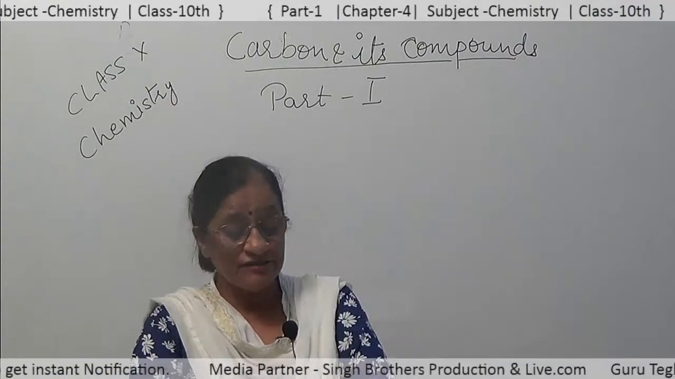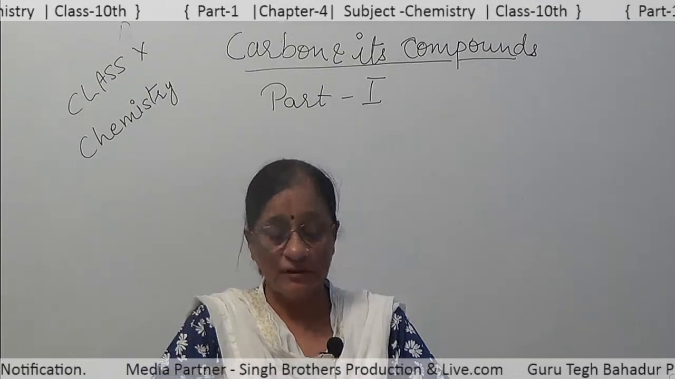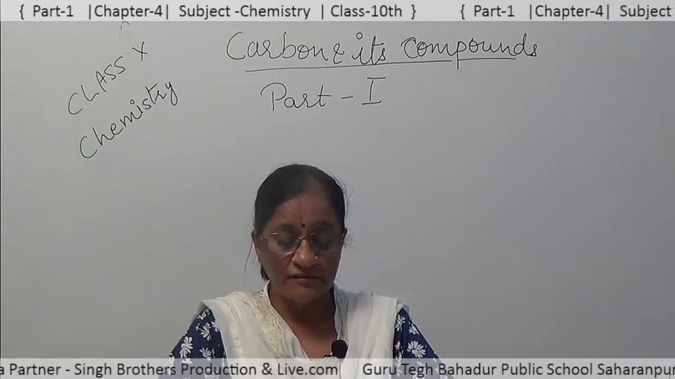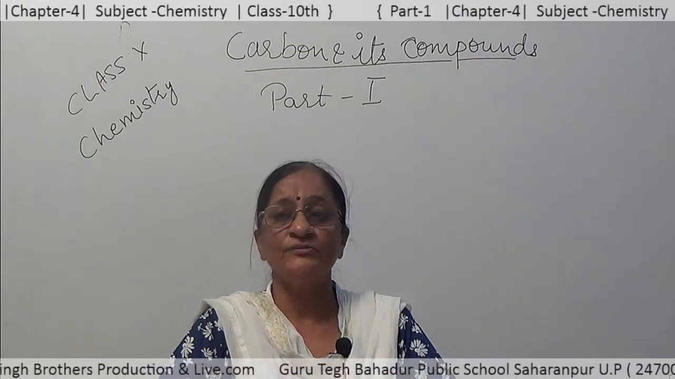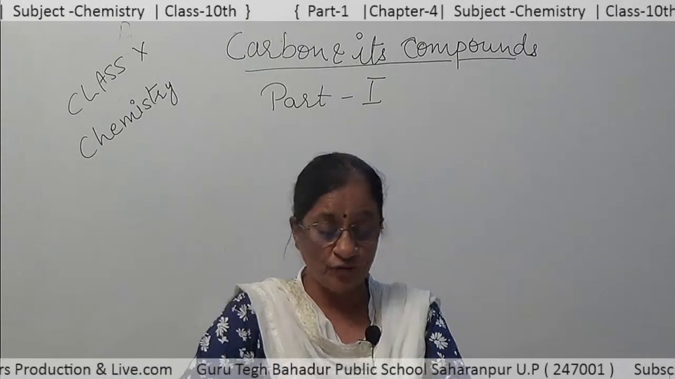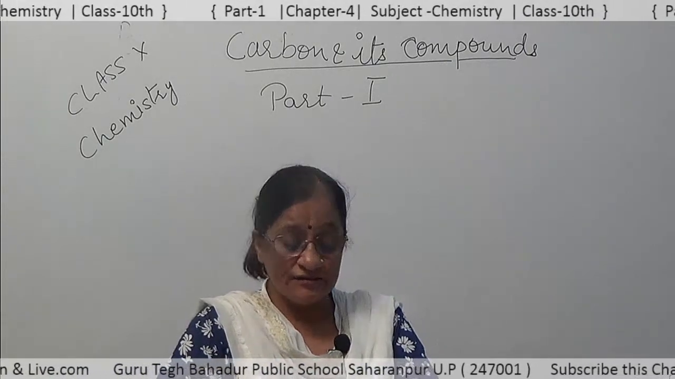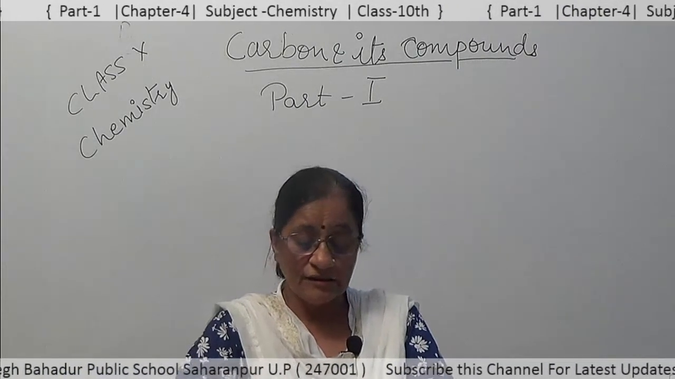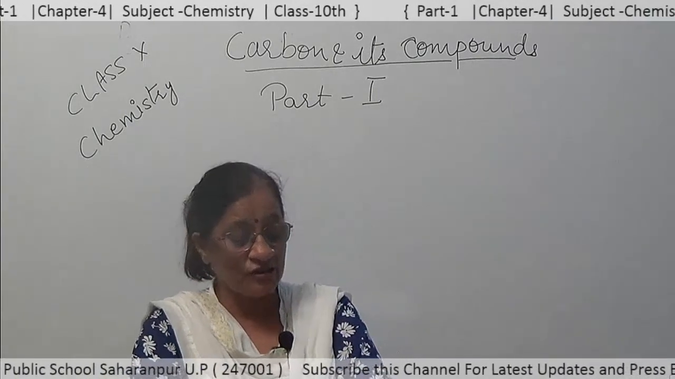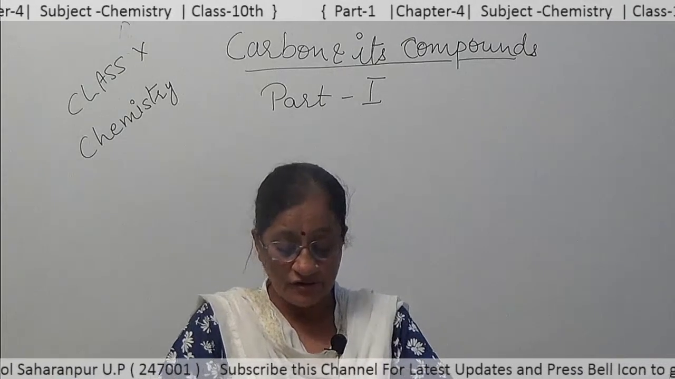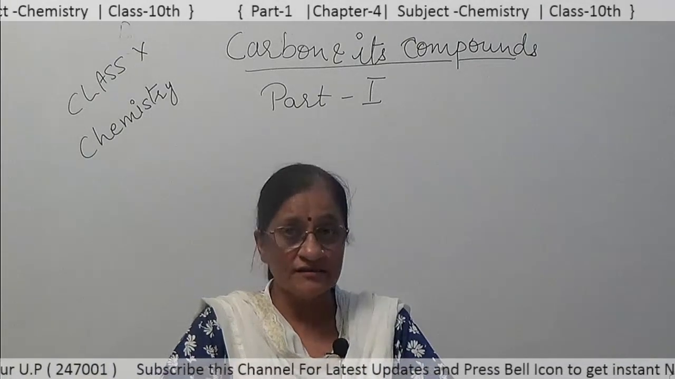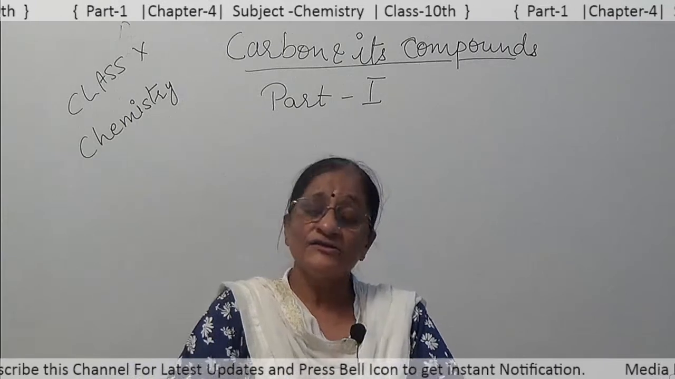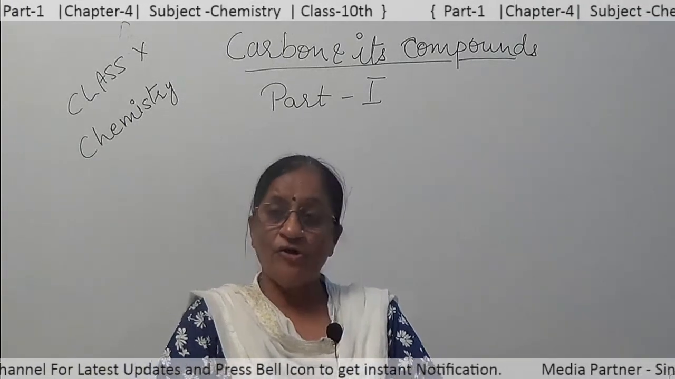But in combined state, it occurs in many things. In the atmosphere it occurs as CO2, and its percentage in the atmosphere is 0.03 to 0.04%. Besides that, it is present in rocks as calcium carbonate and magnesium carbonate. Then it is found in fuels, oils, natural gas, wood, paper, plastic, drugs, medicines, dyes, textile fibers, insecticides, etc. It forms the main part of all living things.